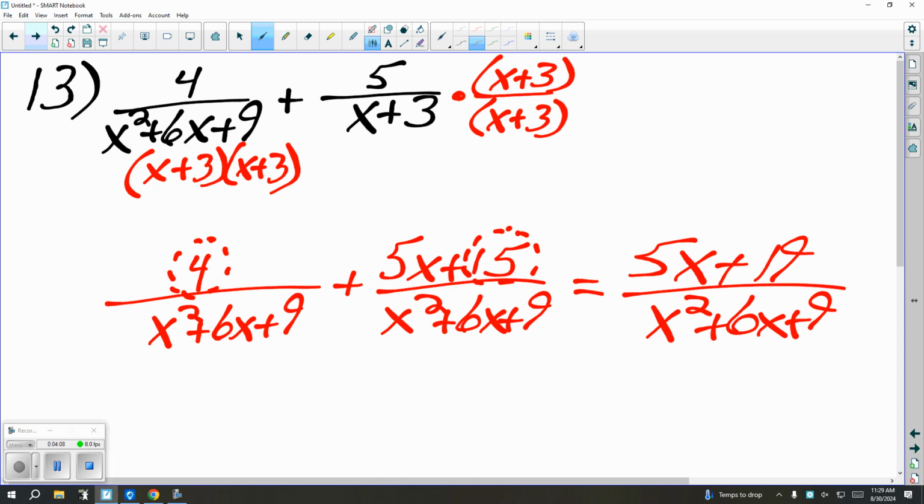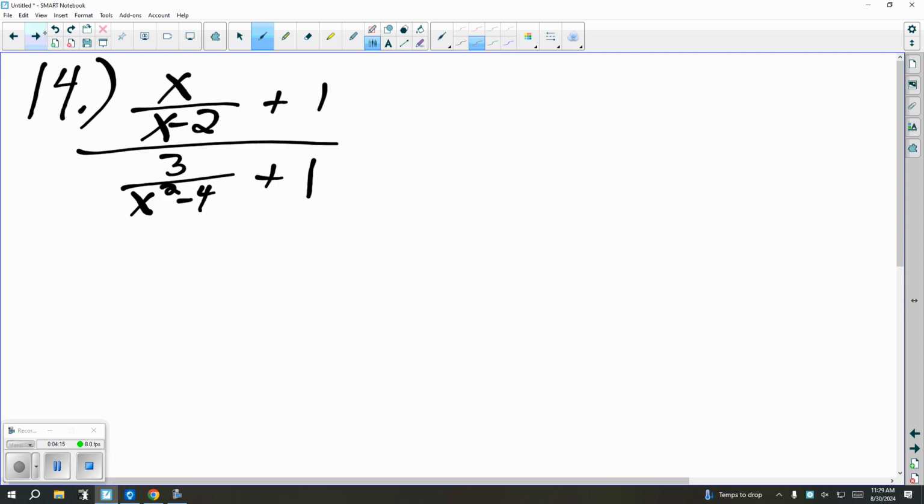Okay. And then the last one, number 14, that bell is not for you. I'm going to have to multiply this guy by x minus 2 over x minus 2. I'm going to have to multiply this guy by x squared minus 4 over x squared minus 4. Okay, so hopefully that's what you saw today in class.